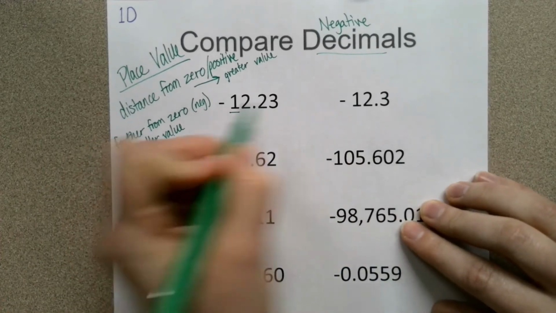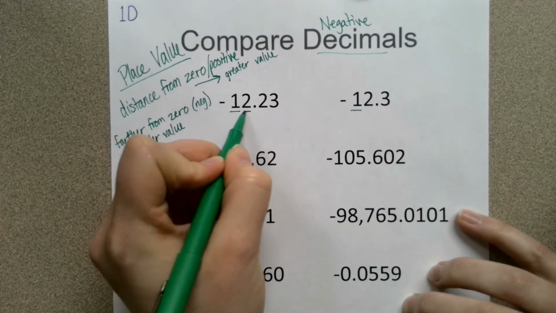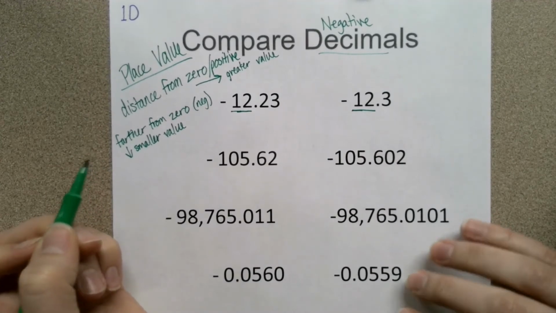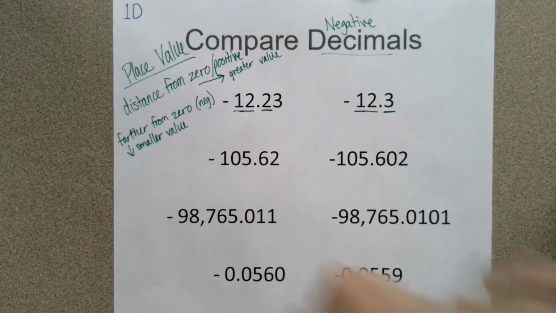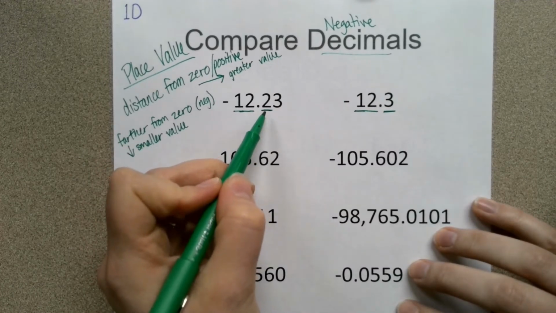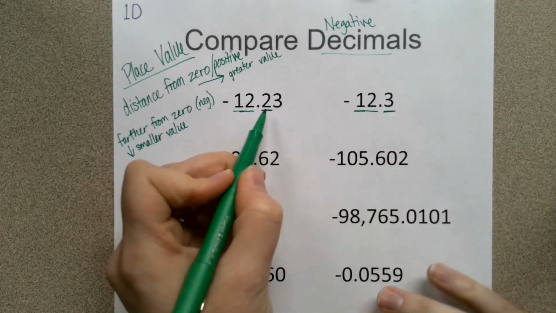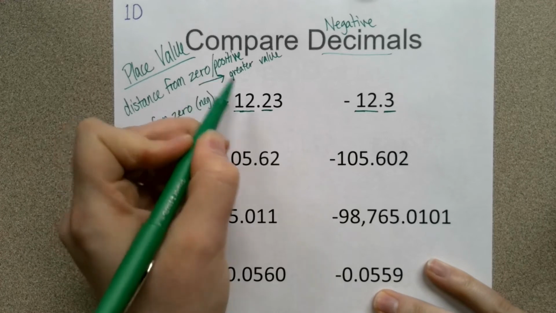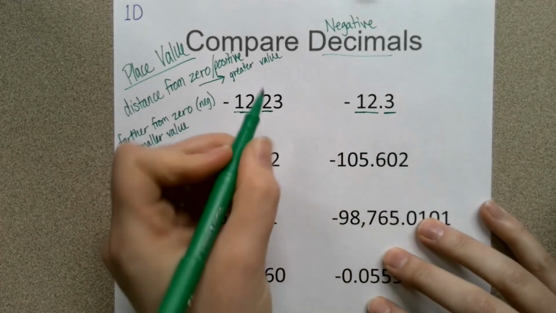Then we're going to look place value by place value. Both have 1 in the tens place, a 2 in the ones place, so they both start with a negative 12. When we look in the tenths place, we have a 2 and a 3. Well, 2 is closer to 0 than 3 is. Because it is closer to 0, meaning closer to the positives, it's going to have a greater value than this.